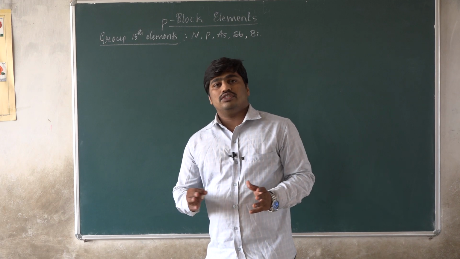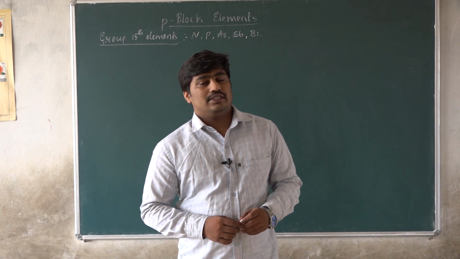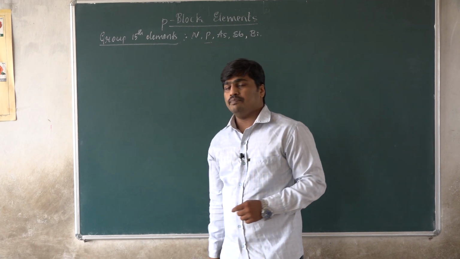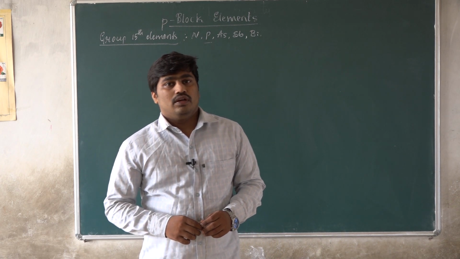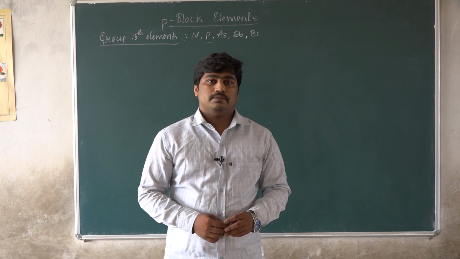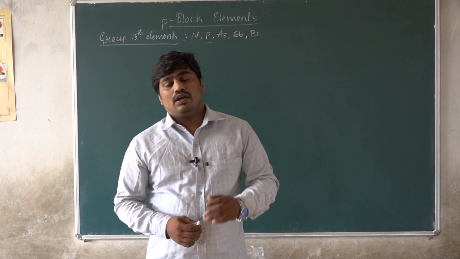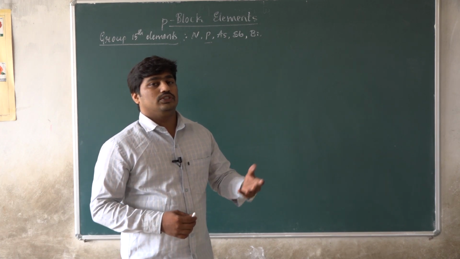In this video, we discuss the oxo acids of the second element of the 15th group. That one is phosphorus. According to your old syllabus, there are a lot of things under phosphorus: allotropes of phosphorus, compounds of phosphorus, phosphine, and other things.